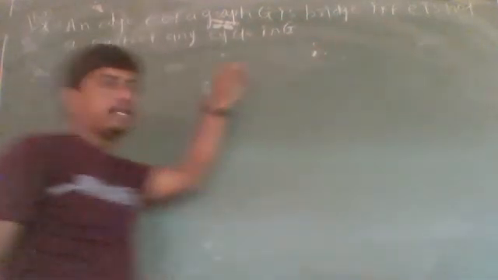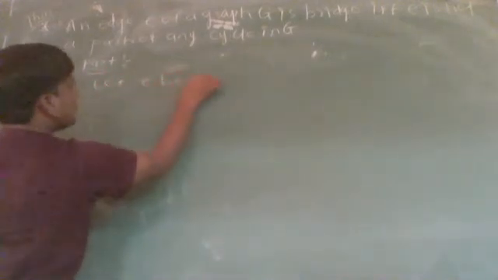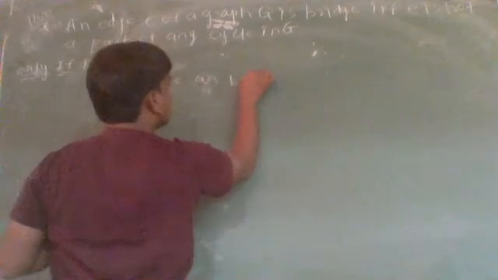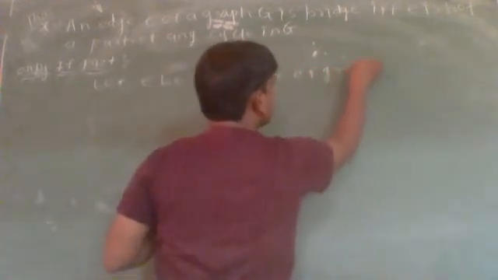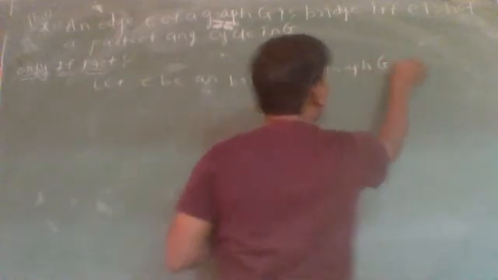Here we have to prove that an edge E of a graph G is a bridge if and only if E is not a part of any cycle in G. First we prove the only if part. Let E be a bridge of graph G. We have to prove that E is not a part of any cycle in G.